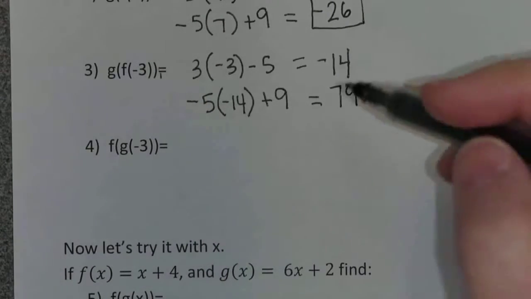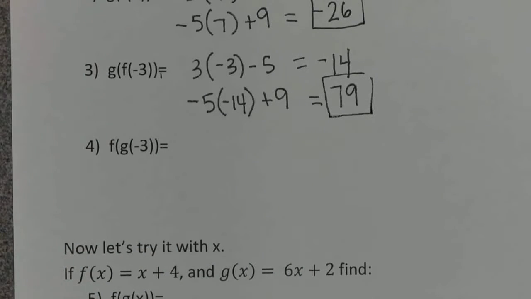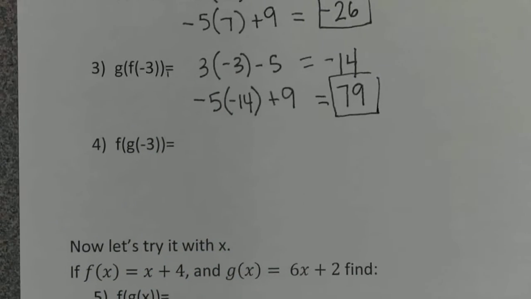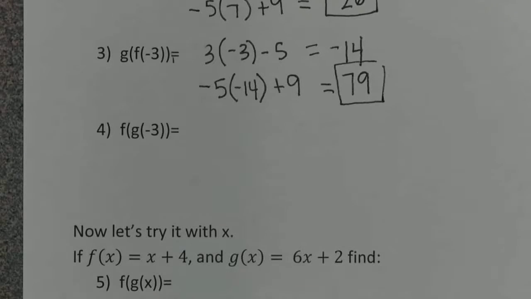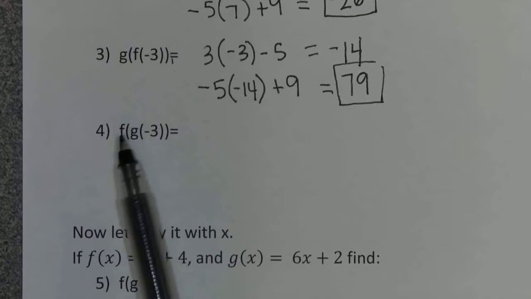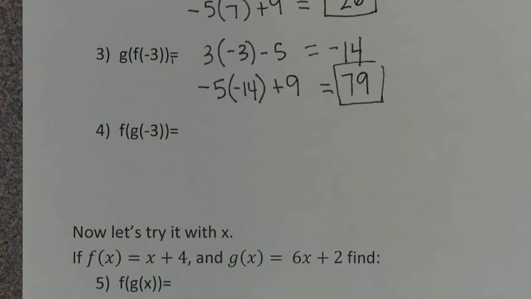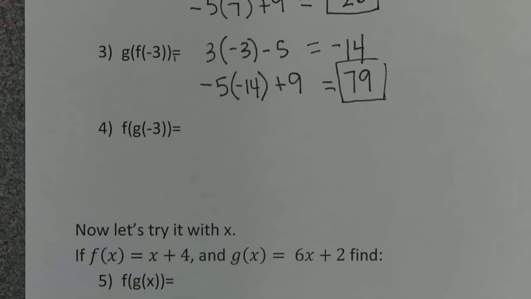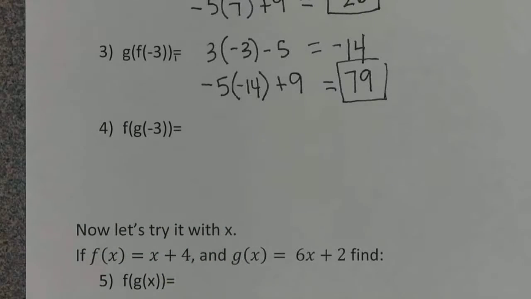Questions on how I'm getting these answers? All right, I'm going to give you a head start on number 4 then. Try to do it on your own. You're putting it through the g function first, then you're putting it through the f function. Shout it out to me when you get an answer. I haven't done it yet, but let's see if you get the same answer as your neighbors.